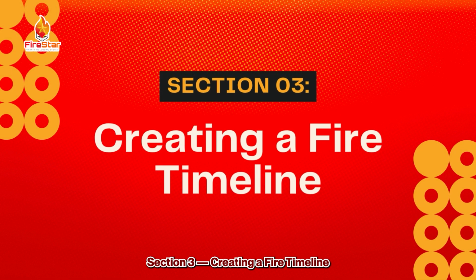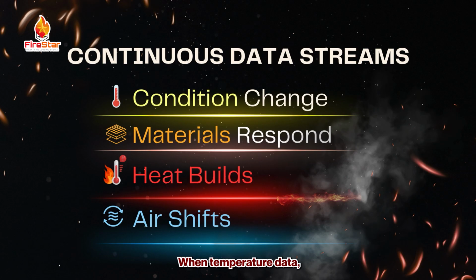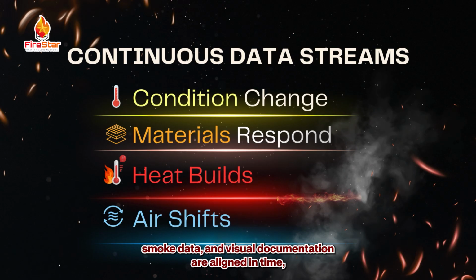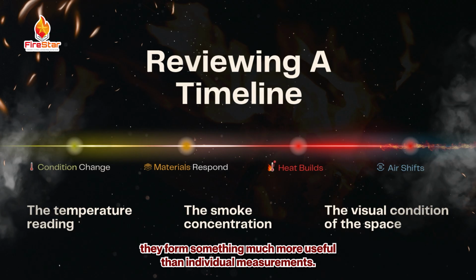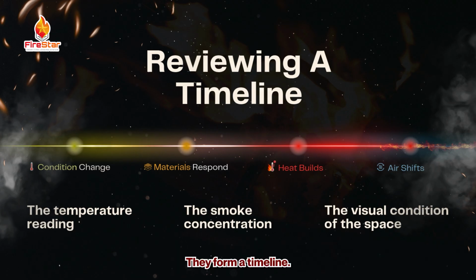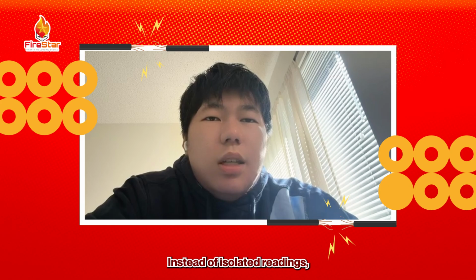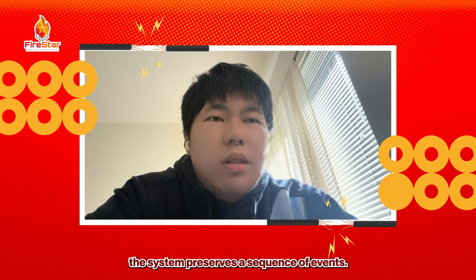Section 3. Creating a fire timeline. When temperature data, smoke data, and the visual documentation are aligned in time, they form something much more useful than individual measurements. They form a timeline. Instead of isolated readings, the system preserves a sequence of events.